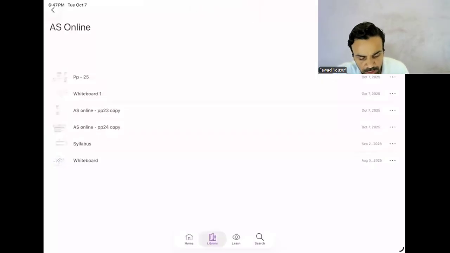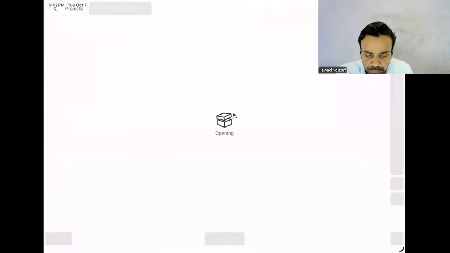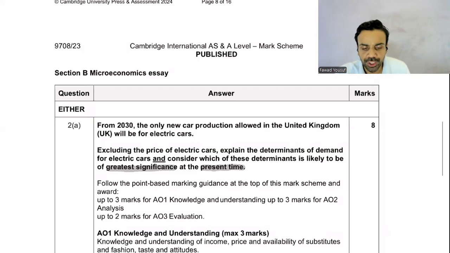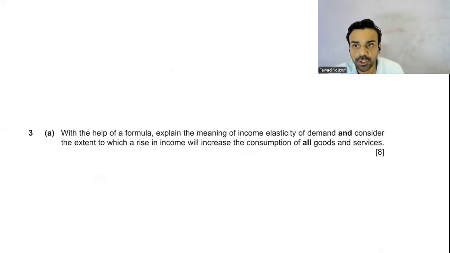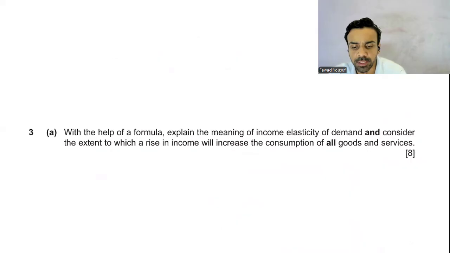ये आया है आपका 24 के अंदर, मार्च 24, वेरिएंट 22. This is March 24, probably variant 22. Yeah, let's take a look at this question. ठीक है जी. So let's read the question. Let's take a minute and read and think.